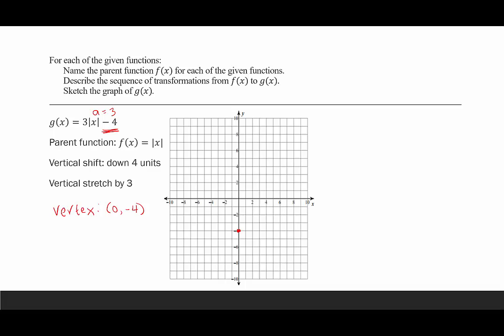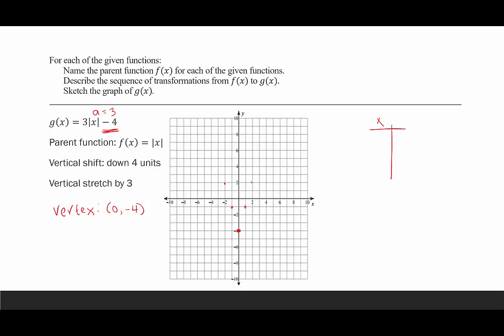And then what this vertical stretch is going to do is normally we would go up 1 over 1, but this vertical stretch means we're going to go up 3, 1, 2, 3. And then over 1 in either direction, up 1, 2, 3. If this is kind of weird for you, which I totally get, make that table of values.